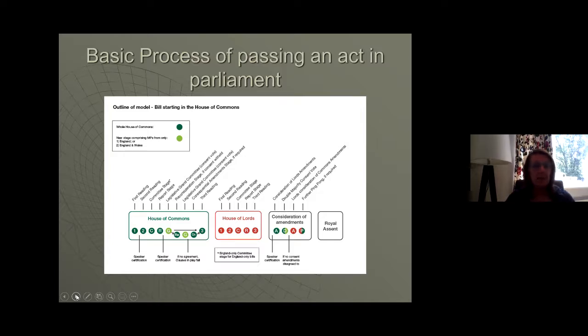There then may be some dispute regarding one thing or another. So that bill may get passed back to the House of Commons, back to the House of Lords again, back and forth, until both houses are happy with the outcome. Once they're happy with the outcome, the bill will then go for royal assent, so it will then go to the Queen, and she will give it that stamp that makes it into law.